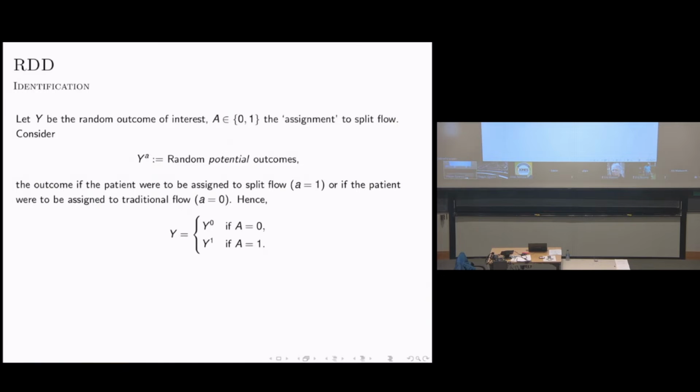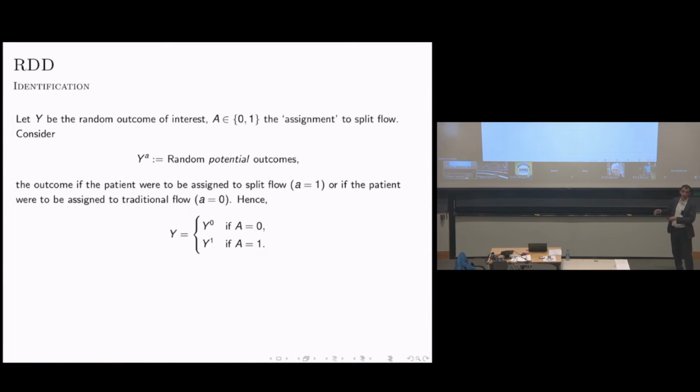So we want to measure effects. That requires that we say something about this Y superscript A, but as you can note, take me, for example. If I go to the ED today, I'm either admitted or not admitted at this specific point in time. I can't be both. I can't be admitted and not admitted to the ED. So in terms of observing these random potential outcomes, we really only observe one of them. The other one is missing.